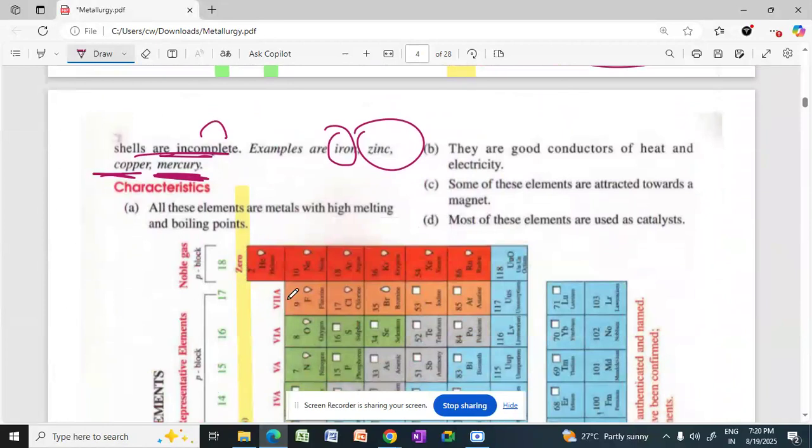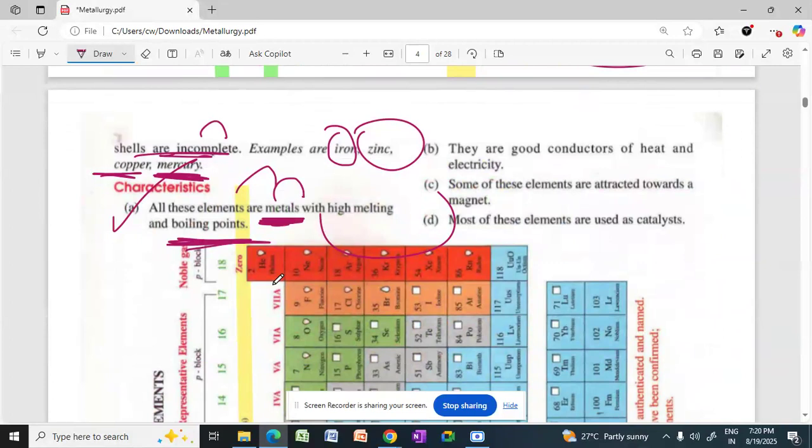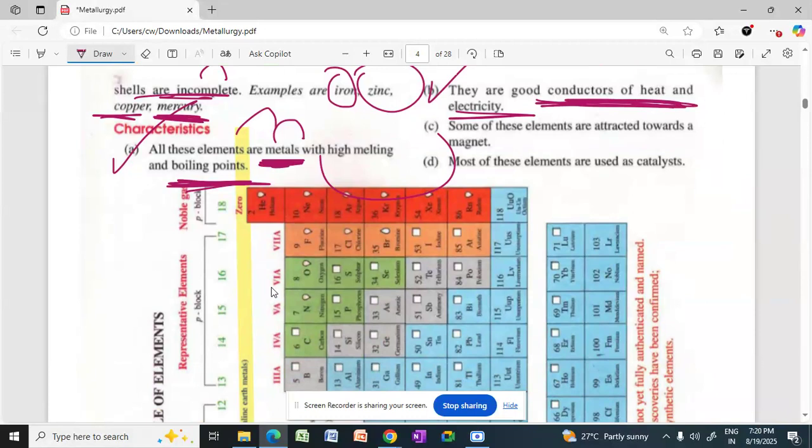First, all these elements are metals with high melting and boiling points. If anyone asks whether transition metals have high or low melting points, they have high melting and boiling points. They are good conductors of heat and electricity. Some of these elements are attracted towards a magnet. A very important question can be asked: out of alkali metals, alkaline earth metals and transition metals, which are attracted towards the magnet? My answer will be transition metals.